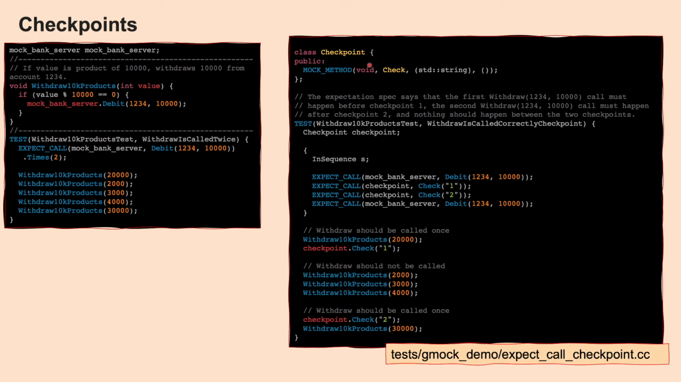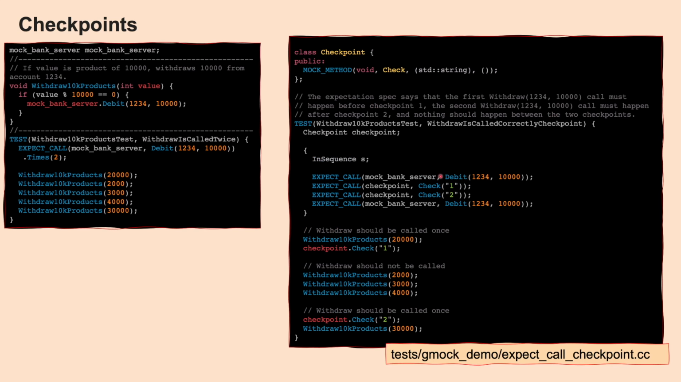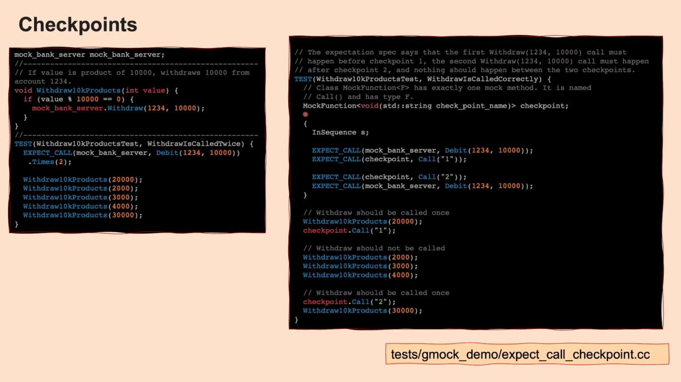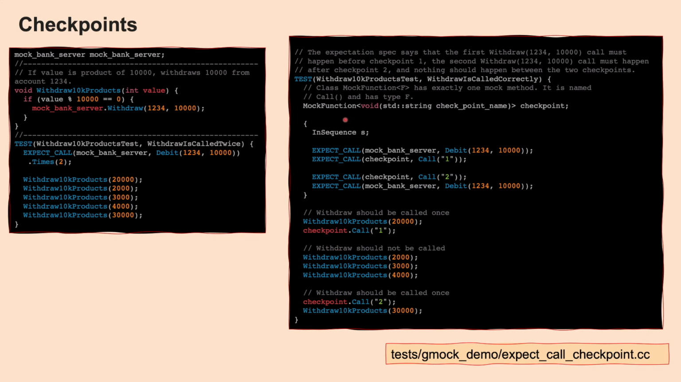I could have used instead what Google Test Platform is providing. Google Test Platform provides this class called mock function that has exactly one method that is called call. So I could use this instead of creating my own class and call the call function of this object instead of what I had before, which was check, and I had to create the class myself. So using mock function will save us from defining this class here, and the rest would be the same. Again, you can try this test as well from this path here.